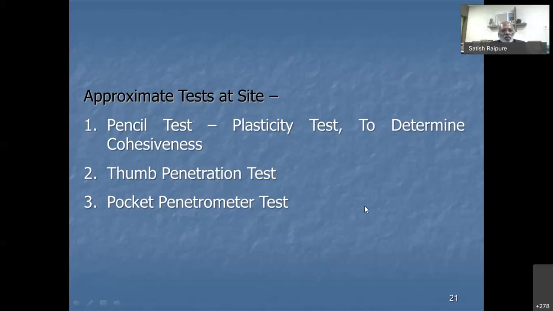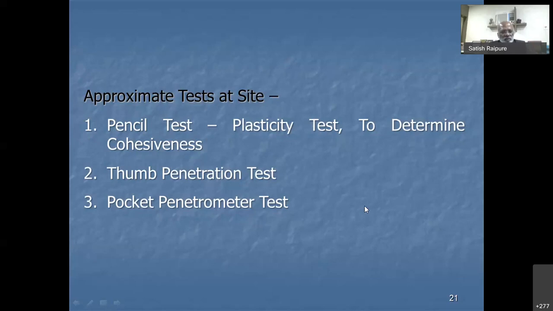The cohesiveness, a very cohesive soil. And this will also give the strength of more than 20-25 tons per square meter. And if it gets penetrated up to your thumbnail, then it's a medium type of soil. This is the less cohesive, that you can assume the safe bearing capacity between 10 to 15 tons per square meter.